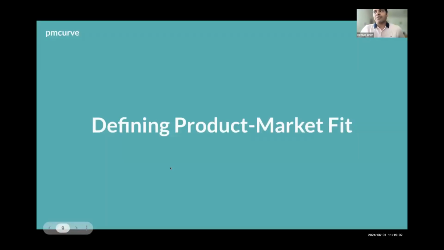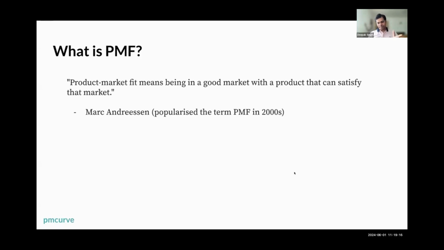Okay, so now that we have gotten that out of the way, let's talk about the core thing, defining PMF. Now, defining PMF does not have to be difficult. You can just go to ChatGPT and ask, how do I define PMF, right? The problem is, some of the best definitions from the internet, ChatGPT will take those, organize those and put them in front of you. And something like this can appear: product market fit means being in a good market with a product that can satisfy the market.